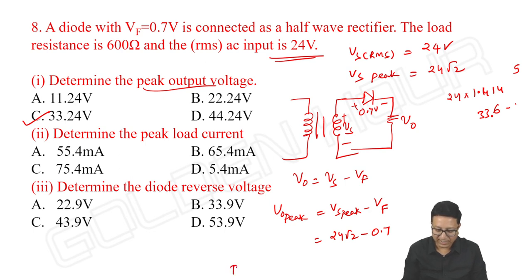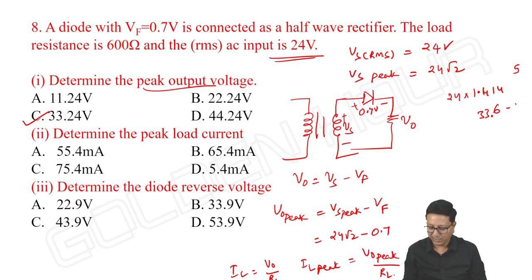Determine the peak load current. IL is equal to V output by RL, we can write. And IL peak means V output peak by RL, the output peak amplitude. Anyway, we have got it like 33.24 something. 33.24 by RL, it is 600 ohms. It comes to be around 55.4.